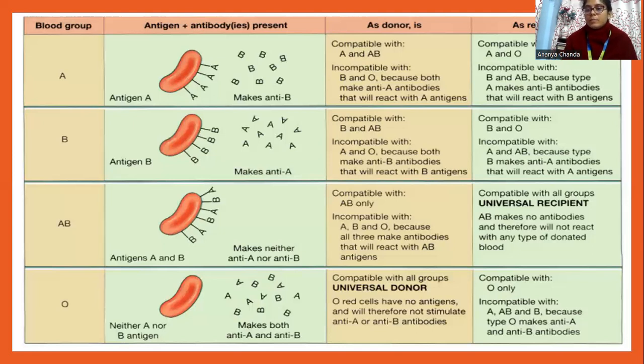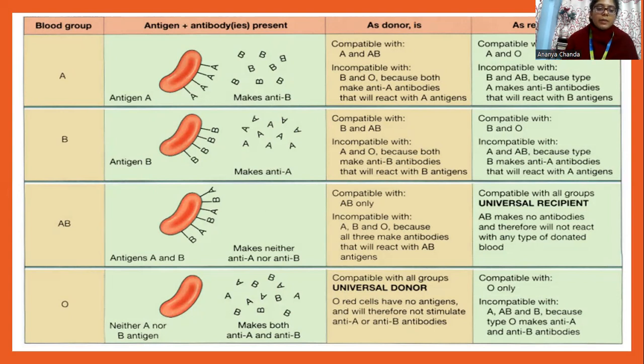And next is the recipient. So from whom can he take the blood? From the B and O, but not from the A and AB. Why? Because the B blood group type makes the A type of antibodies, and those antibodies will react with the A type of antigen, which is present in the A blood group and AB blood group.